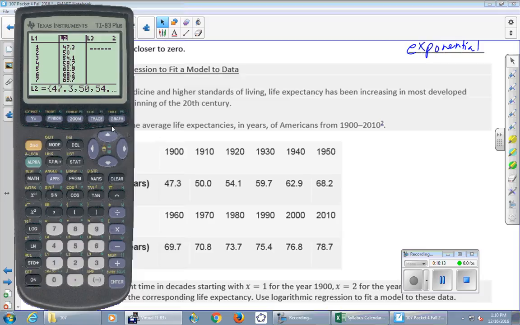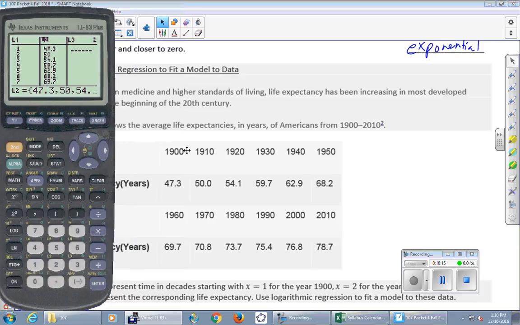So all I did is type the data in, calling this guy 1 and this guy 2 and this guy 3. That's the first column. And then I just typed in the life expectancies in the second column. 47.3 and 50 are there. Okay, so that's just data entry. I did that ahead of time.